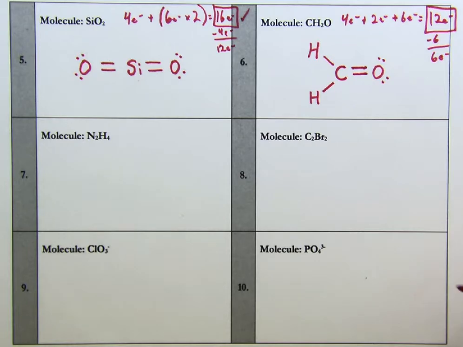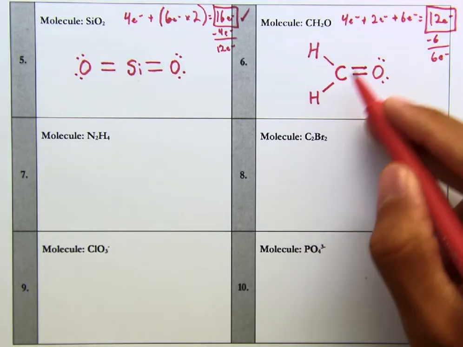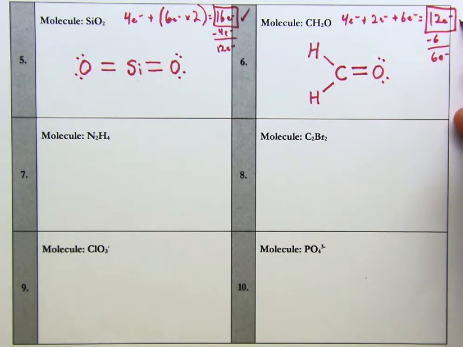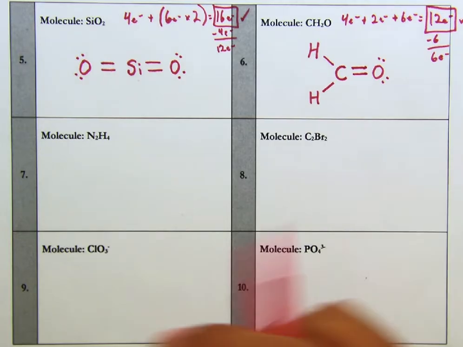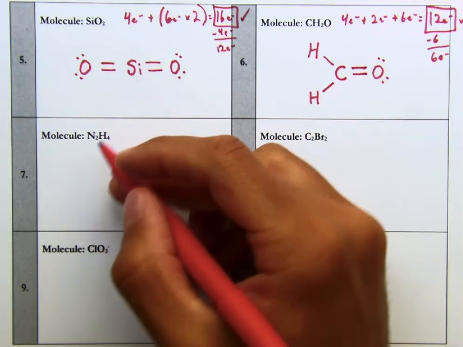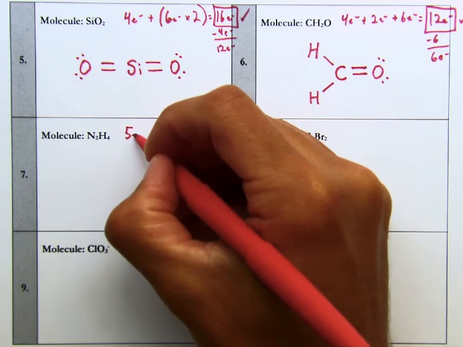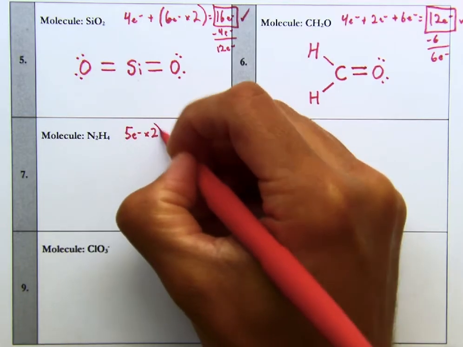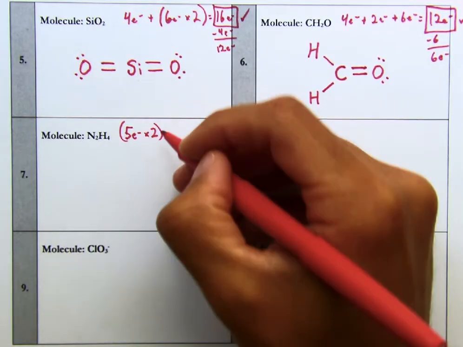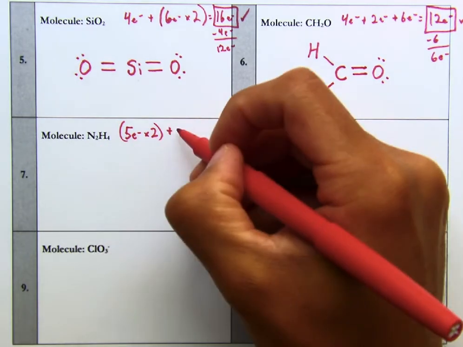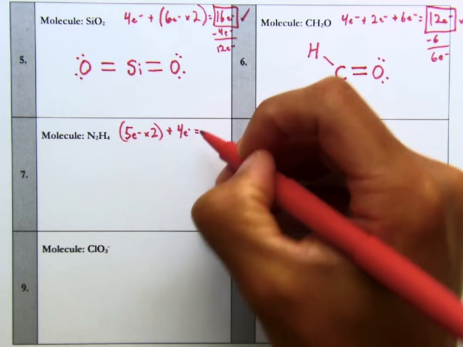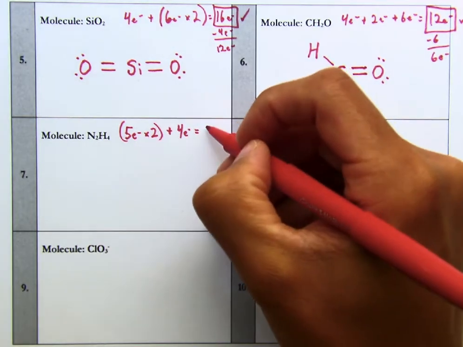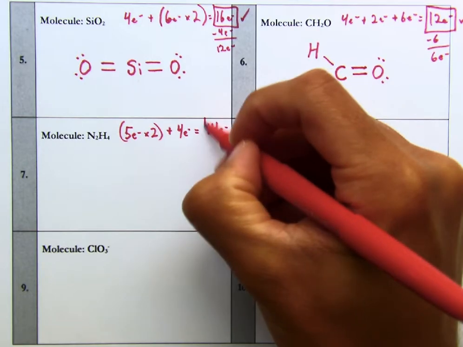And count the total number of valence electrons. 2, 4, 6, 8, 10, 12. Ta-da! Valid Lewis structure. We continue along. Nitrogen is in column 5A. So that's 5 electrons times 2, which is 10. Plus we have 4 hydrogens. Each hydrogen is 1, so that's 4 electrons. So 10 plus 4 is 14 valence electrons.